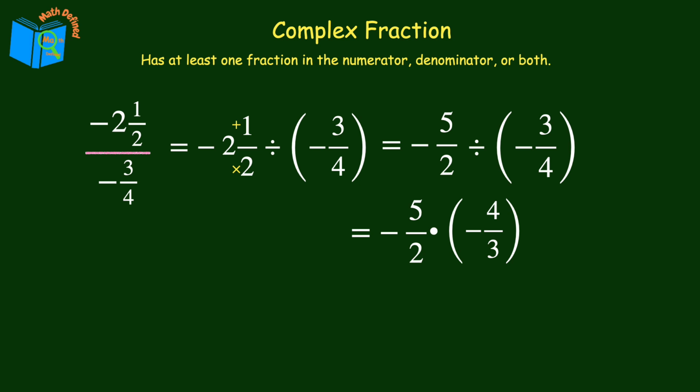Before I begin multiplying the numerators and the denominators, I see that I can cross-cancel the 2 and the 4 because they share a common factor of 2. So 2 divided by 2 is 1, and 4 divided by 2 is 2. Now multiplying the numerators, negative 5 times negative 2 is positive 10. And then the denominators, 1 times 3 is 3. The last step is to simplify this improper fraction by dividing 10 by 3. And 3 divides into 10 3 times with 1/3 left over, resulting in a final answer of positive 3 1/3.